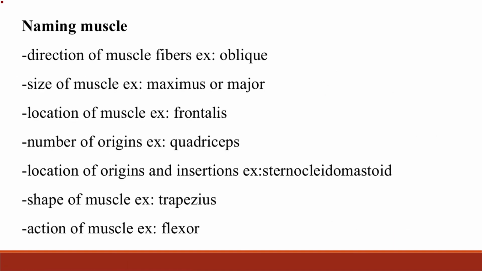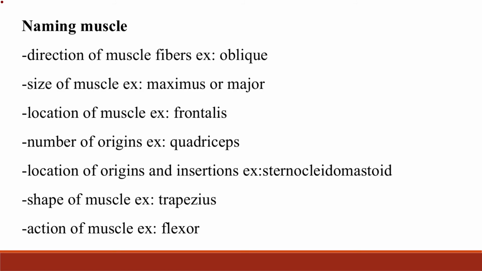We name muscles based on a number of things: direction of the fibers, like external abdominal oblique, right? So those fibers run obliquely. We can also name them based on the size: gluteus maximus, gluteus minimus, gluteus medius, pectoralis major, pectoralis minor, right? So the size of the muscle, location of the muscle: frontalis muscle, occipitalis muscle, temporalis muscle, external abdominal oblique, right? We named it because it's oblique, but it's the external abdominal layer, right?